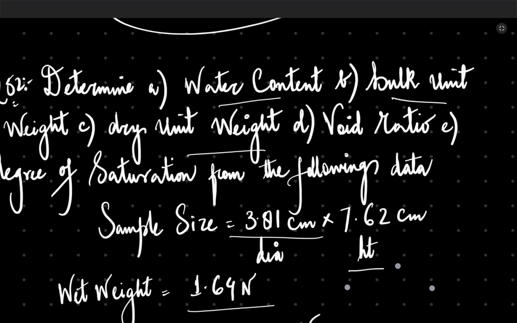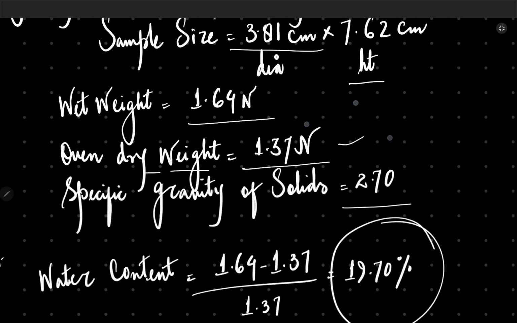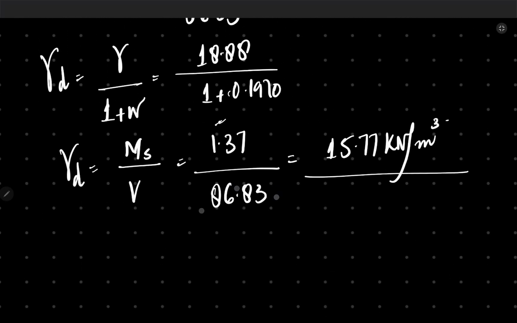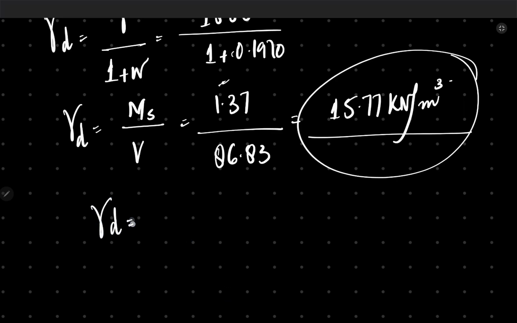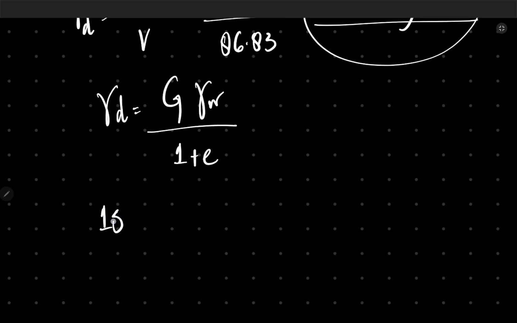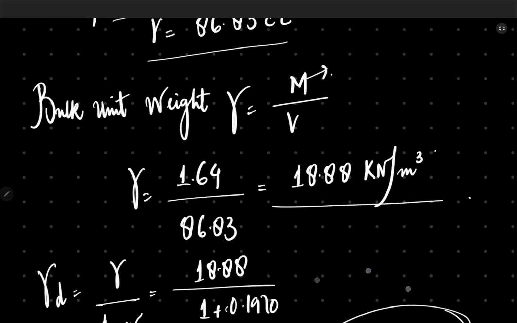All right, next thing is void ratio. We know the dry unit weight, we have just calculated it. We'll use the alternate equation of the dry unit weight, that is this, and we'll have our void ratio because all other parameters are known to us. This is 15.77 as calculated. G is 2.70 as per the question.